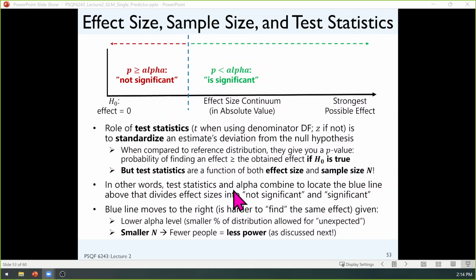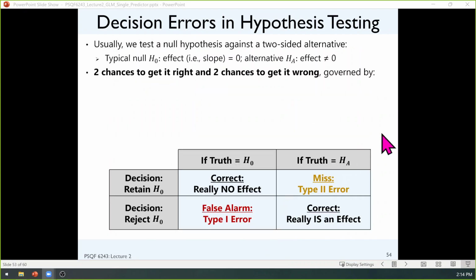But we want to be able to quantify just how large the effect is, independent of whether or not it's significant, because of the tie with sample size with respect to significance testing. So the blue line here that divides non-significant from significant moves to the right, meaning it's harder to say that a given effect is significant if you have a lower alpha level, so if you're being more conservative with what you call unexpected, or if you have fewer people. And so the term that people often describe sample size considerations with is statistical power. So that's where we're headed next.